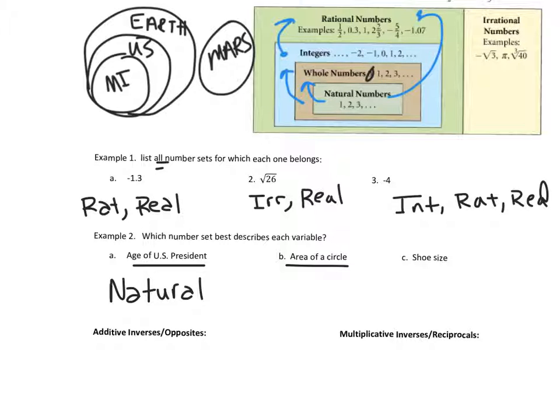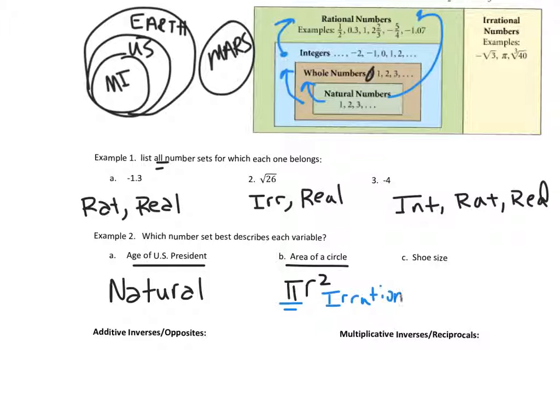Area of a circle. So area of a circle is pi r squared. Now pi is an irrational number. Pi has a decimal that goes on forever without a pattern. So this area would be an irrational number.